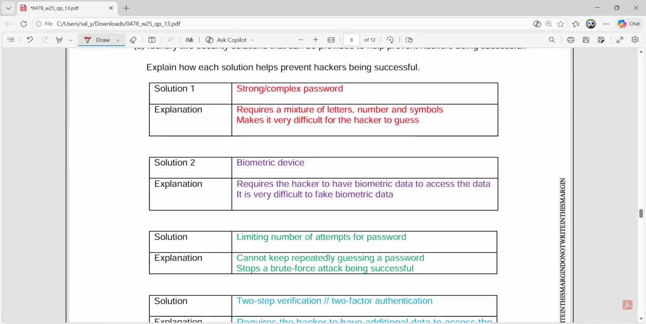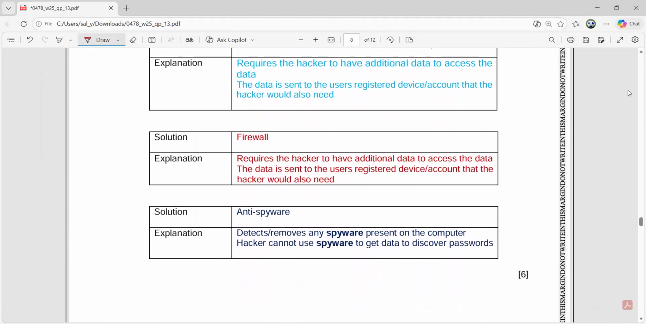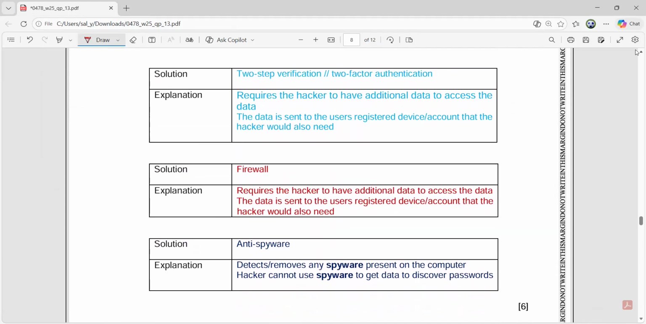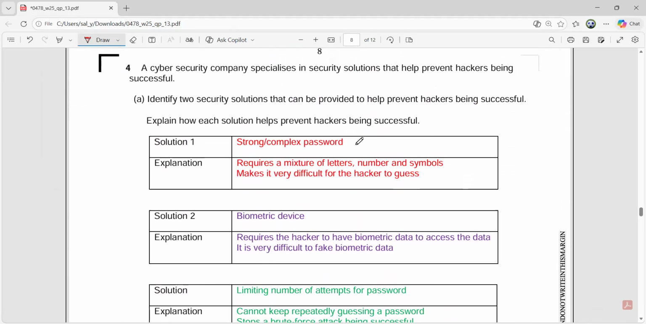Now, always look at the marks. It's a 6-mark question, and they want you to explain 2 solutions. So how will you do it? It's basically 3 marks for each solution. 1 mark for identification and 2 marks for the explanation. 1 mark for identification and 2 marks for the explanation. In this manner, you need to be very clear about the first solution.